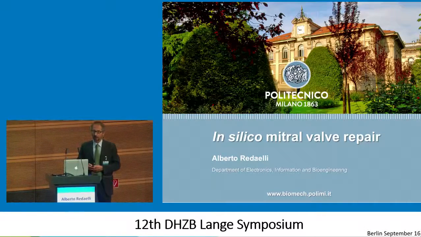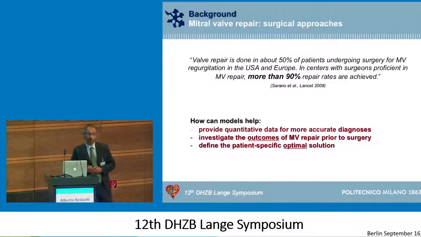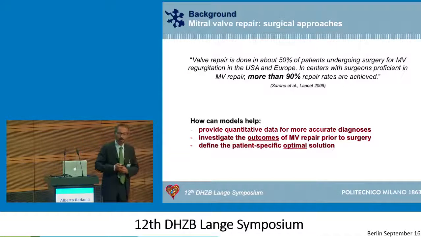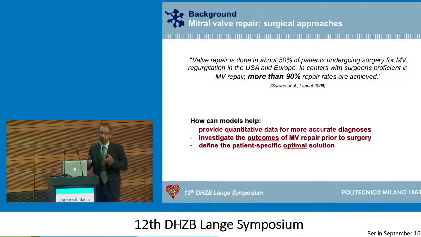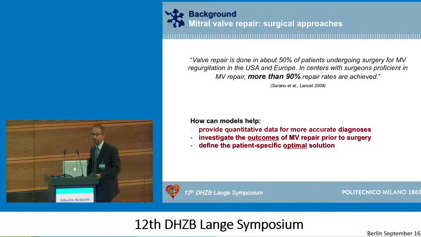And that was the start of the adventure, and I was really fascinated by the world of valve repair. That was something new for me. I was an engineer. I'm currently still an engineer. And this experience switched me from the objective of creating new devices and prostheses to the objective of creating new tools for clinical decision making.